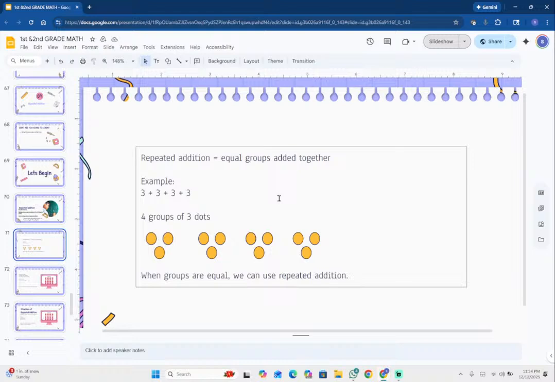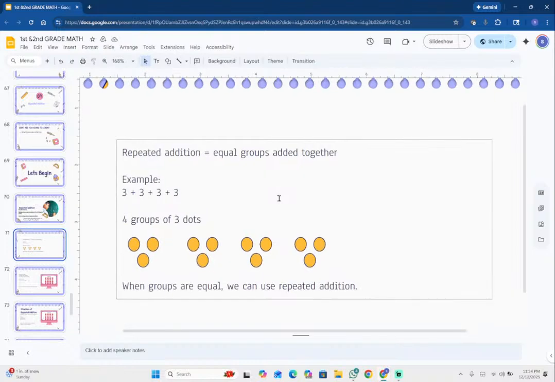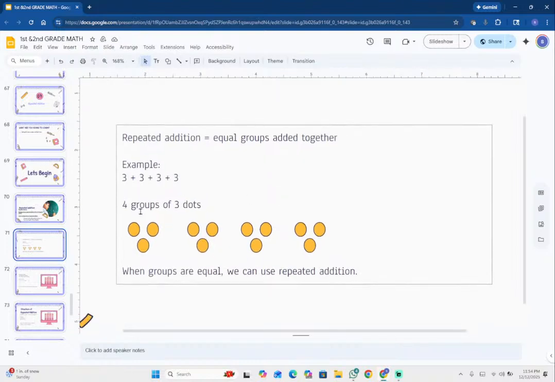So repeated addition is equal groups added together. So 3 plus 3 plus 3 plus 3 means 4 groups of 3. Now if we add everything up, 1, 2, 3, 4, 5, 6, 7, 8, 9, 10, 11, 12. So the answer is 12. When groups are equal, we can use repeated addition.